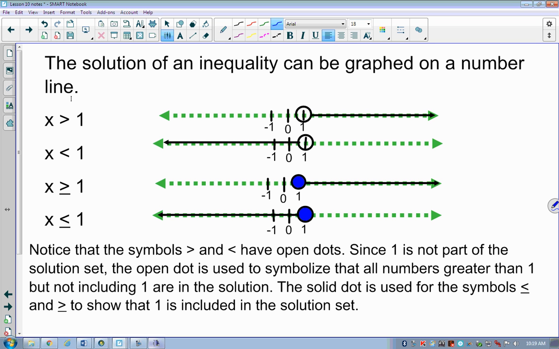All right, the solid dot is used whenever we have our equal to signs to show that 1 is part of the solution set. But I feel like we probably already knew this. We probably have known this since the 7th grade. It's just a refresher, just a reminder.